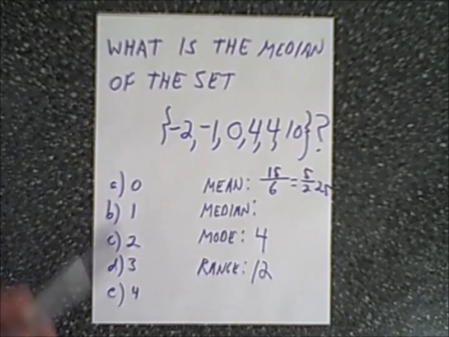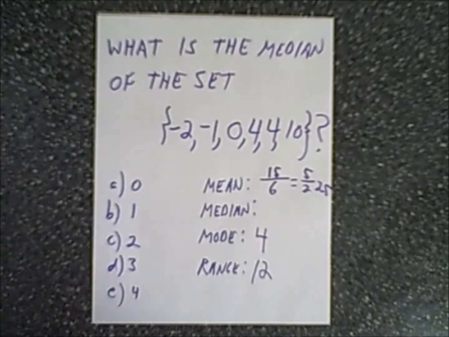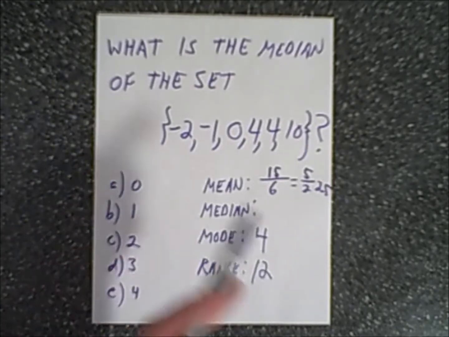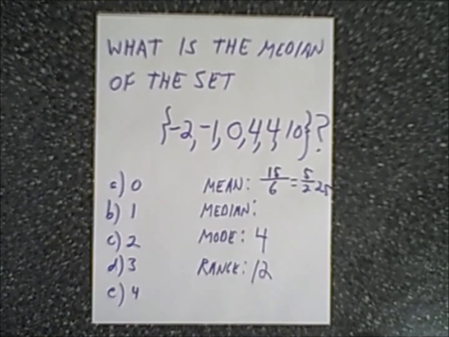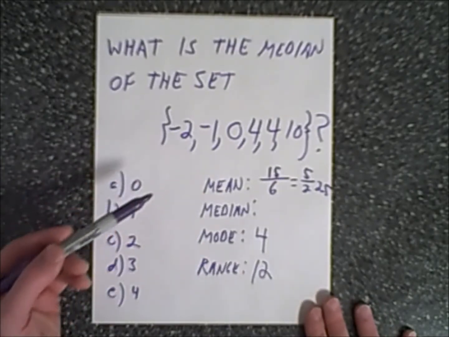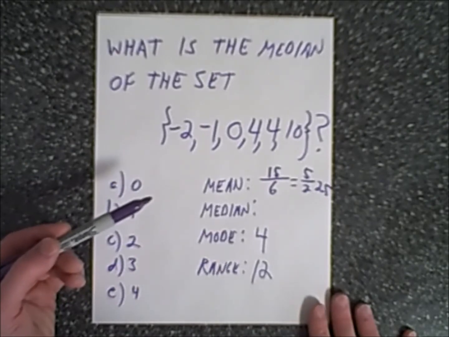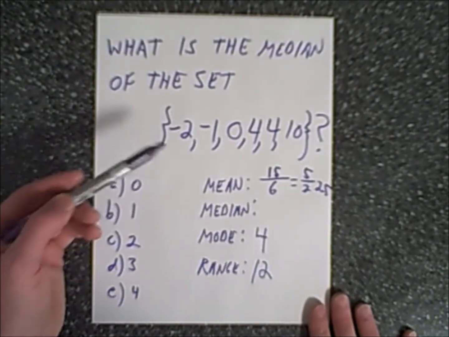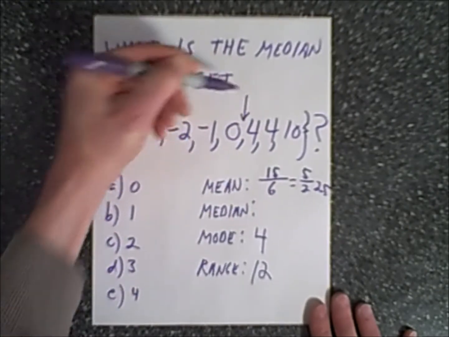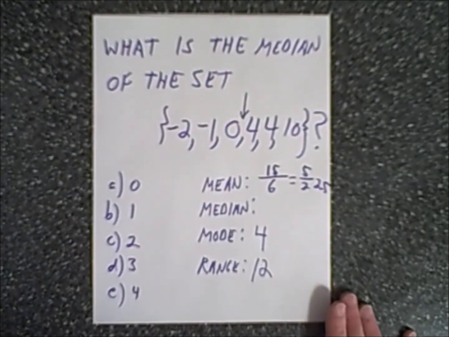And then finally, to answer our question, the median is simply the middle term. What you do is order all the elements in numerical order, and nicely, the set is already in order. Then you take the middle term, and in this case there are 6 elements, so the middle falls between the third and the fourth.